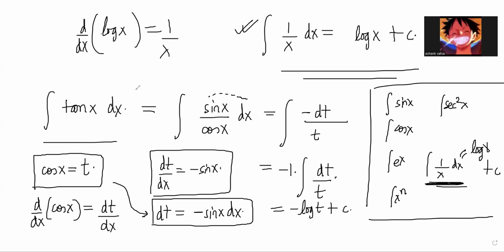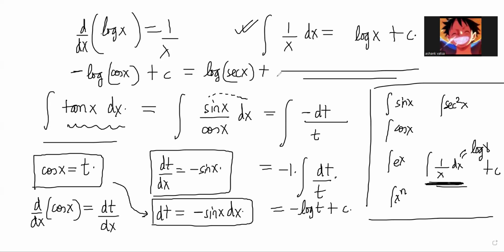And now t I will put back in terms of x because I started with a question in terms of x. So I'll put back t is equal to cos x, right? So I get minus log cos x plus c, right? And minus 1 times log cos x, by properties of log, can be written as log of cos x power minus 1, which is sec x. So you get log sec x plus c.